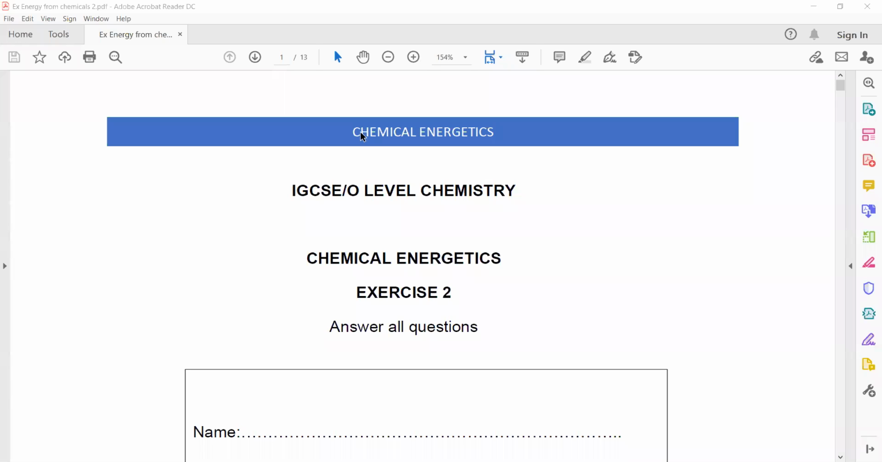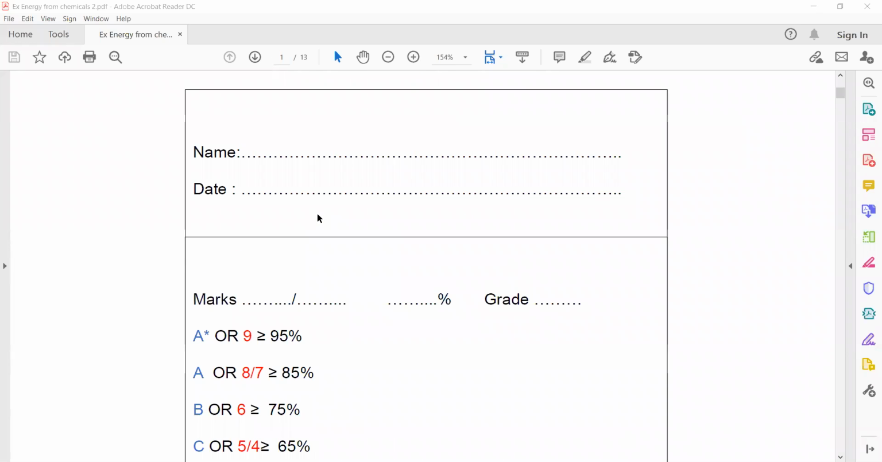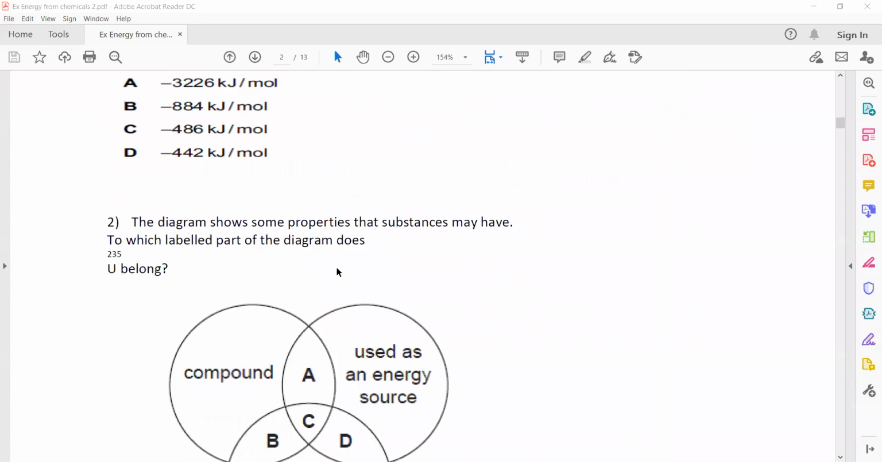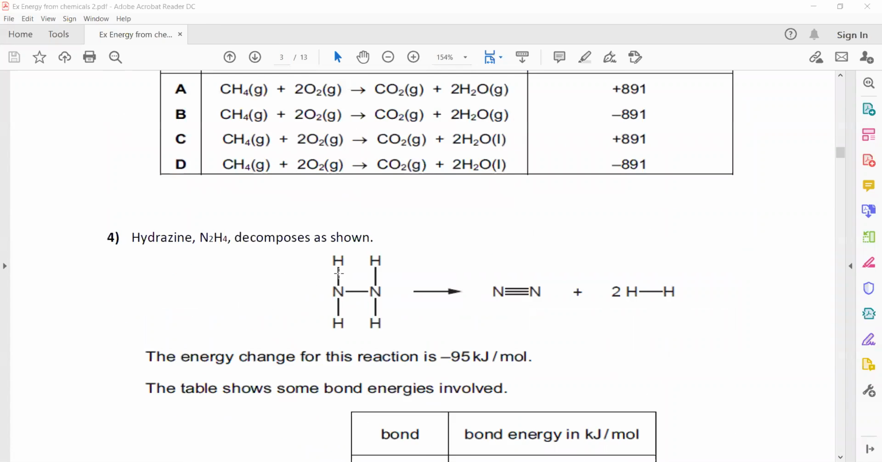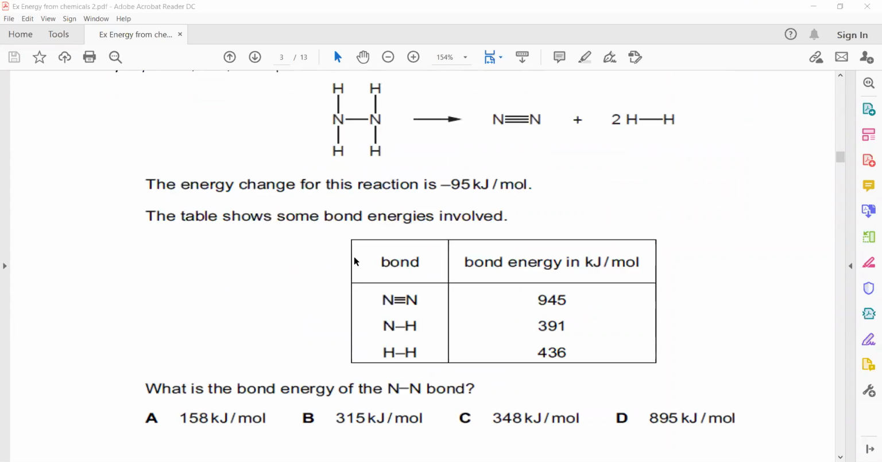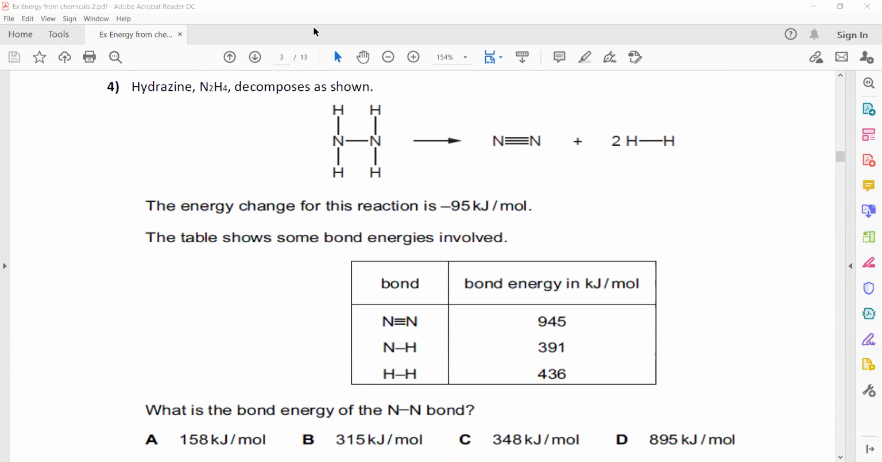Okay, so chemical energetics exercise 2, question 4. What is the bond energy for nitrogen-nitrogen? So you need the bond energy for nitrogen and nitrogen. The reactant side is the bond breaking side, and the product side is the bond forming side. And the energy change is minus 95.